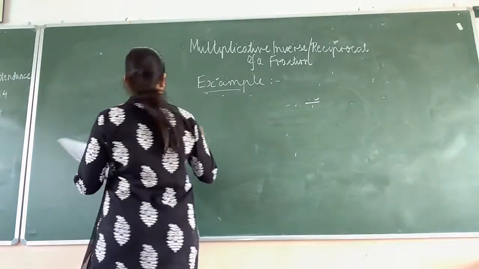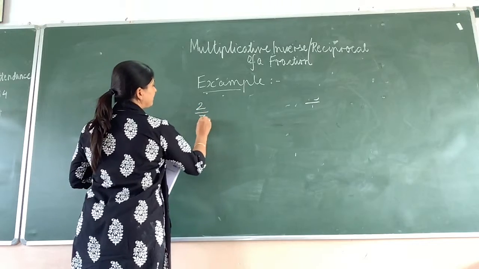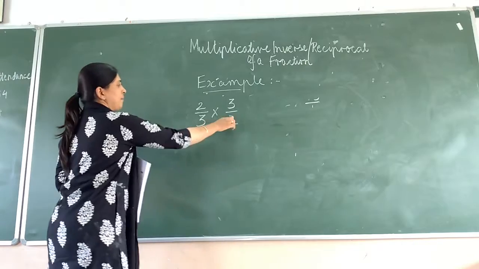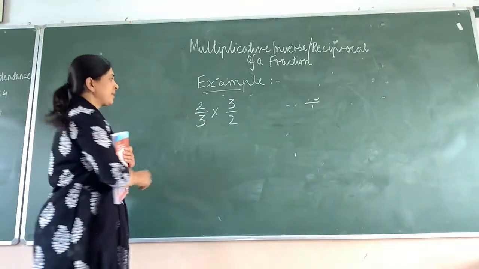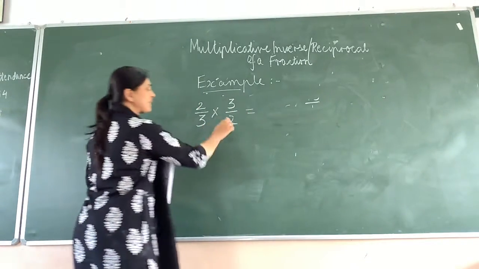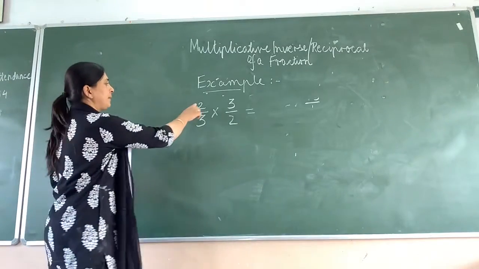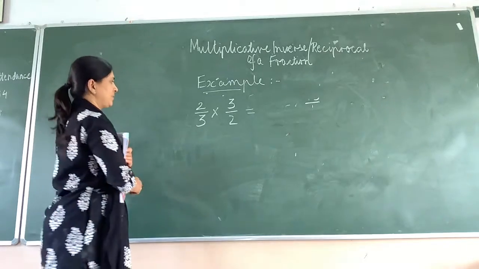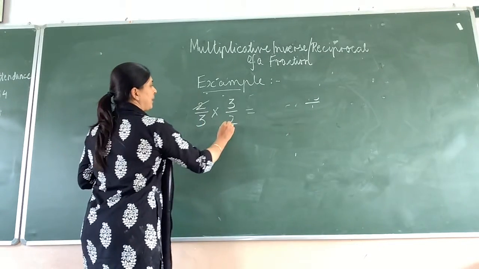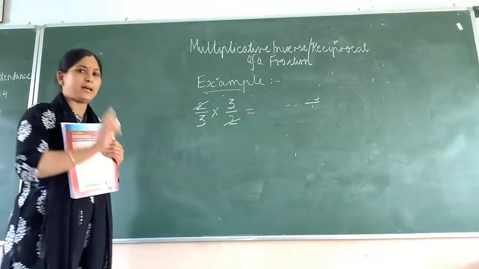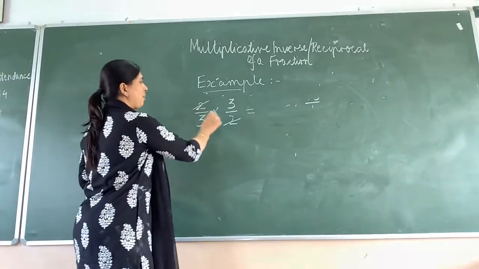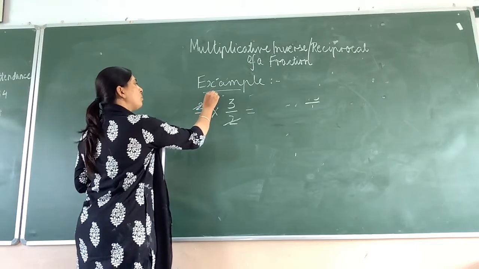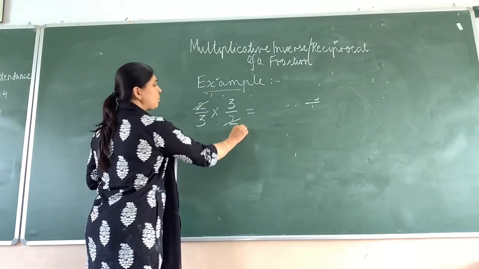What happens? Now see, 2 over 3, when we multiply by 3 over 2. Both of them are fractions. Let's see what is their product. When we multiply 2 over 3 by 3 over 2, what do we get? Numerator 2 and denominator 2 of the other fraction can be reduced. They have a common factor. Both of them can be reduced by 2. 2 divided by 2 is 1.